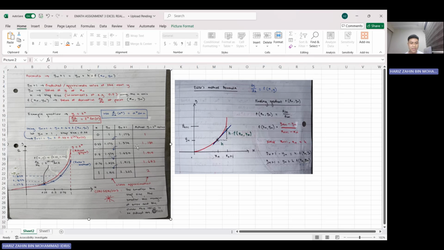Now I plotted these results on the graph here. As you can see, as the step size increases, the estimated graph, the blue graph here, starts to drift away from the true curve. So we can conclude that the smaller the step size, the smaller the margin of error and the closer the value is to the actual answer.